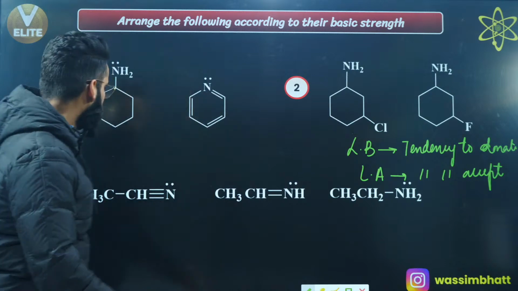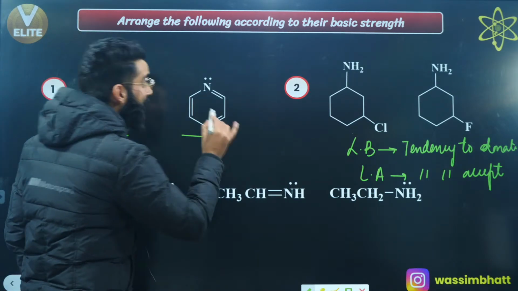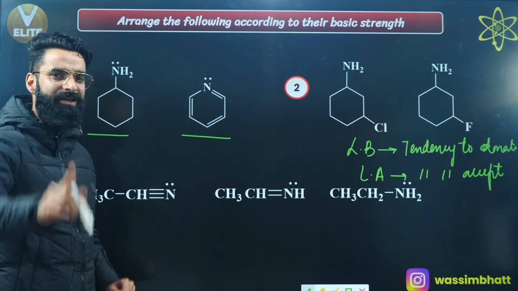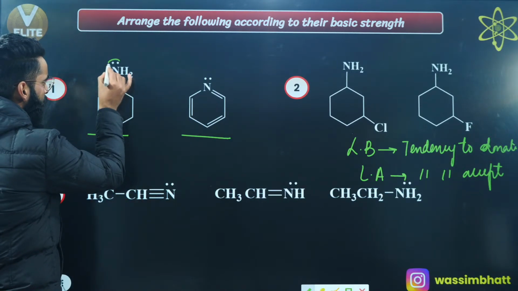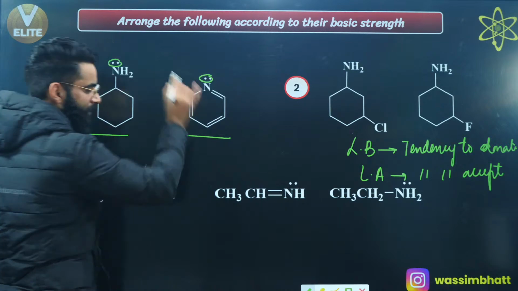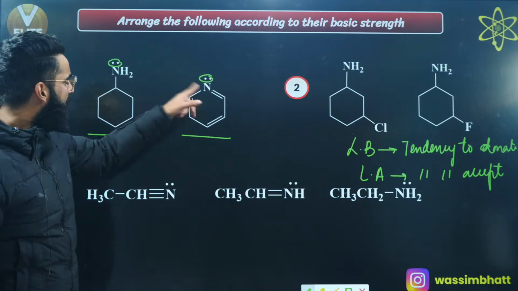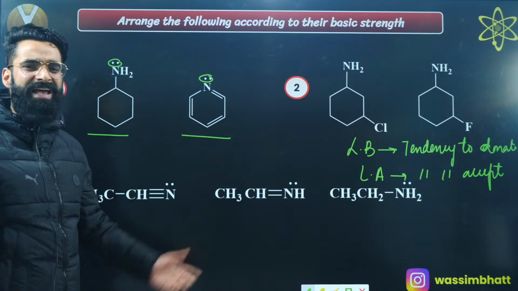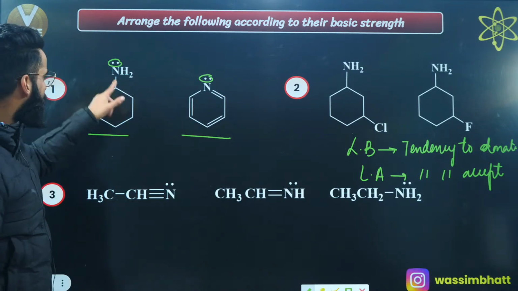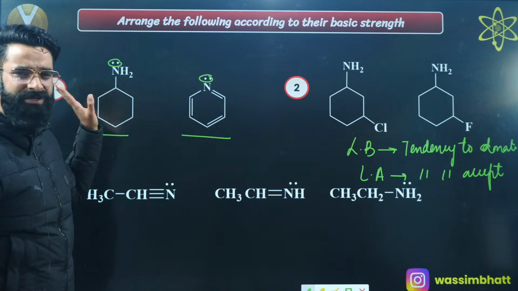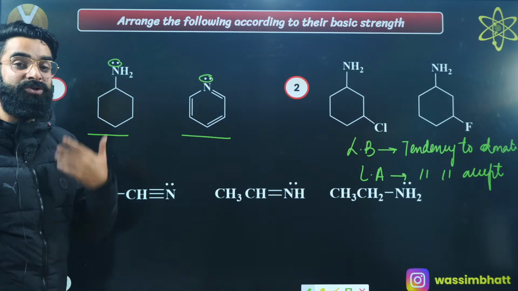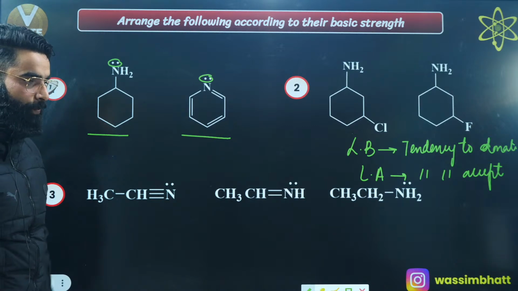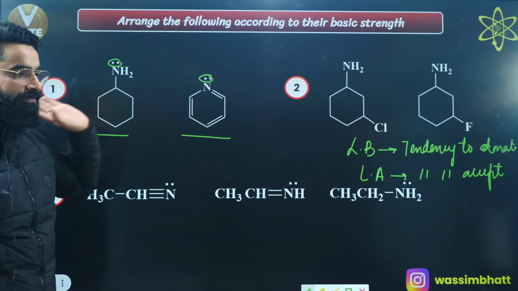Now, if you look at the first two molecules, I need to arrange them on the basis of their basic strength. I need to see which one is more basic, right? Now have a look. This nitrogen is having a lone pair, even this nitrogen has got a lone pair. Wherever among these two molecules nitrogen has more tendency to donate a pair of electrons, that is absolutely going to be more basic. So which nitrogen has more tendency to donate a pair of electrons? What do you think?